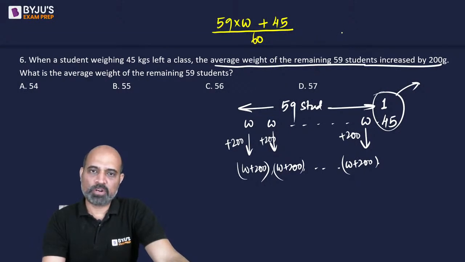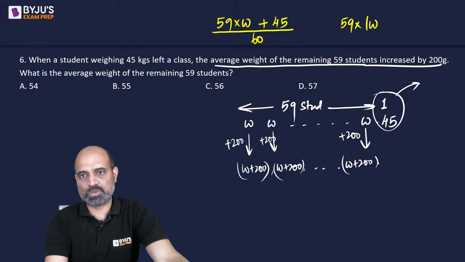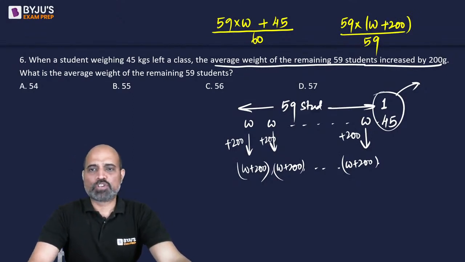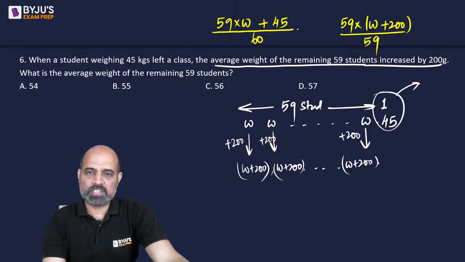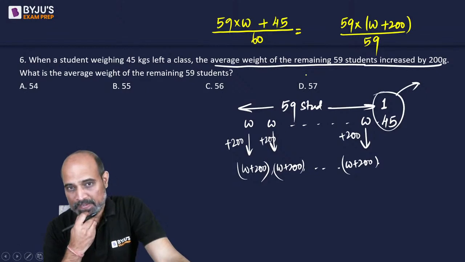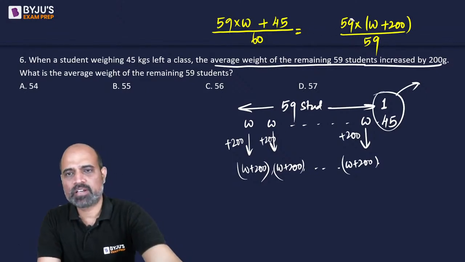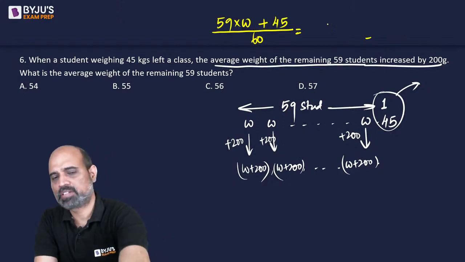And when we talk about these 59 students, this is 59 into W plus 200. This is the total weight. So this is the average weight of these 59 students, right? Which will be W plus 200. So can we say कि ये जो हो जाएगा मेरा W minus 200 हो जाएगा? As in I can straight away write W minus 200.